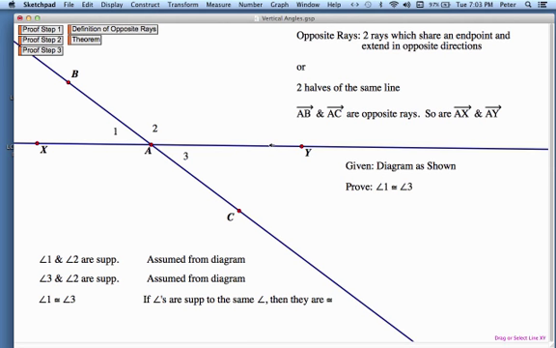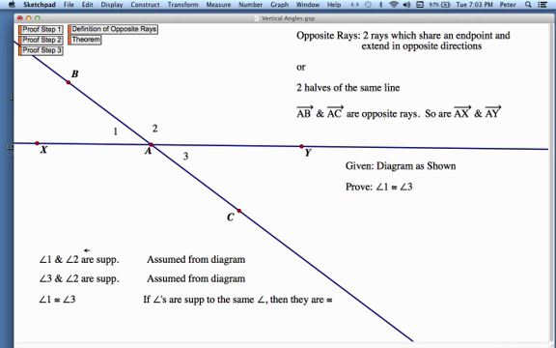So vertical angles are angles which are made up of a pair of opposite rays. So angle 1 and angle 3 would be vertical angles. Angle 2 and angle XAC would be vertical angles. It's not important whether the angles are actually situated vertically. So angle 1 and angle 3 don't need to be on top of each other for them to be considered vertical angles.